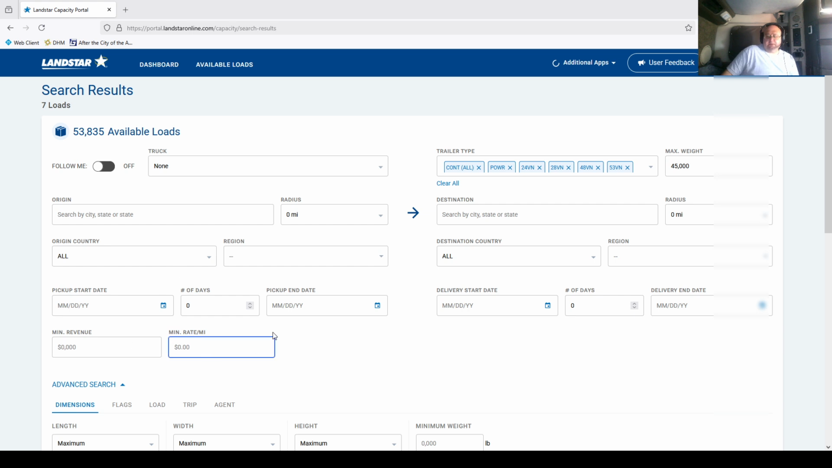Now let's do a minimum rate per mile of $2.50. This is basically the break even. So any price that you see on the load board is the full rate. We only get about 70% of it. So a load that pays $2.50 a mile, I only make $1.75 a mile on that load. That's what I make gross to the truck before all my expenses.